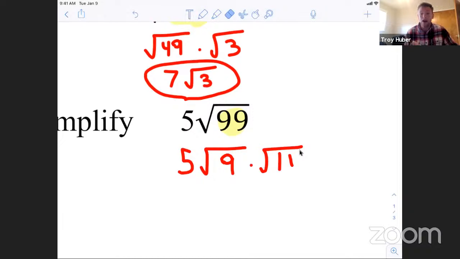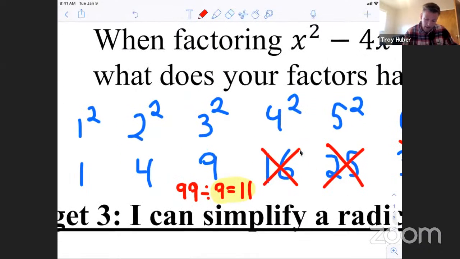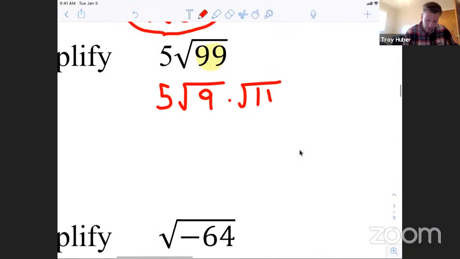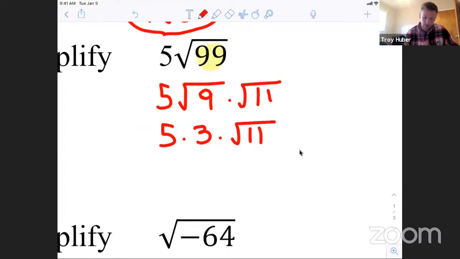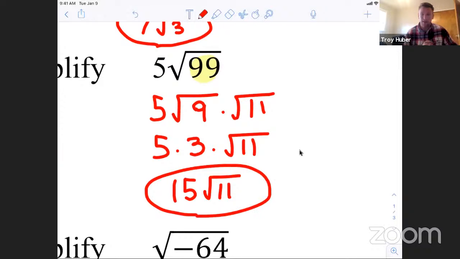All right, but now we can simplify this because we know what the square root of 9 is. The square root of 9 is 3. All right, so I'm just going to write 5 times 3 times square root 11. But then we can actually do 5 times 3. 5 times 3, everybody knows that one, right? 5 times 3 is 15 times the square root of 11. And now we simplified that radical.